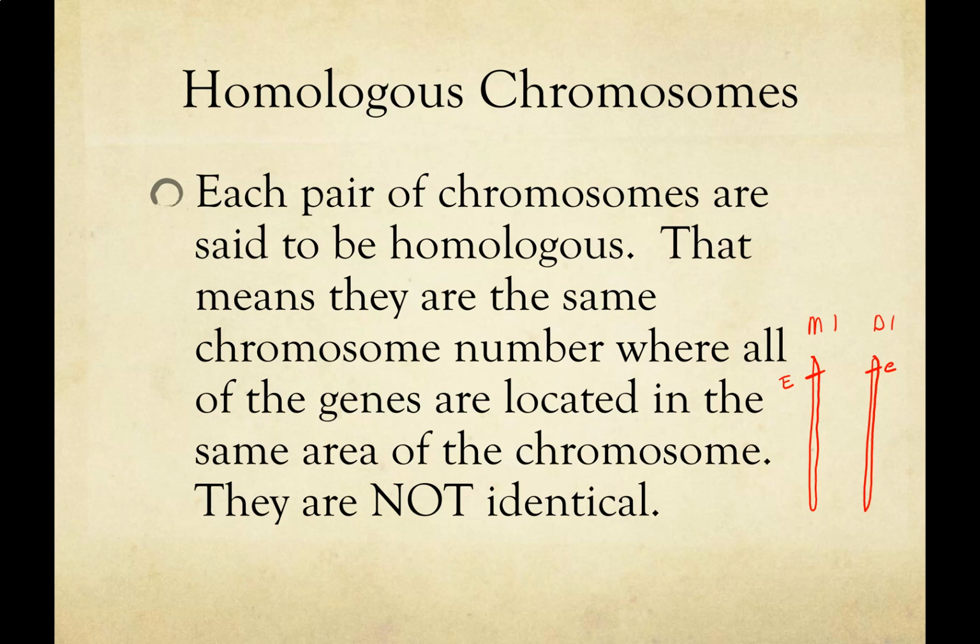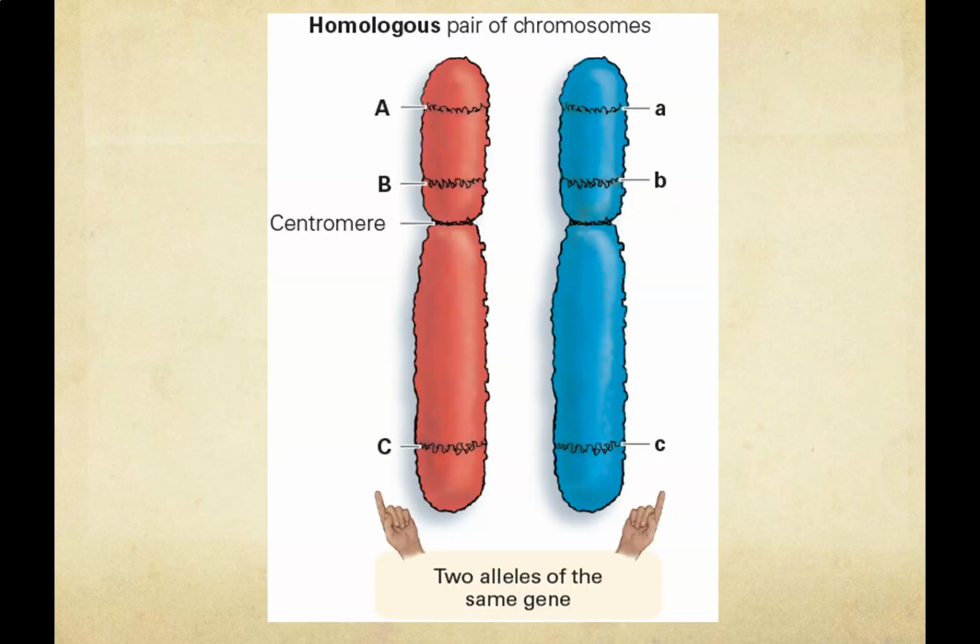Now, they are not identical. They're not exact copies of each other, but they are the same in that they will have the genes located in the same spot. Of course, they're not identical, but the genes are located in the same spot. So this here is a fancy color version, let's just say. So if this is mom's 7, let's just say, that means this is dad's 7.